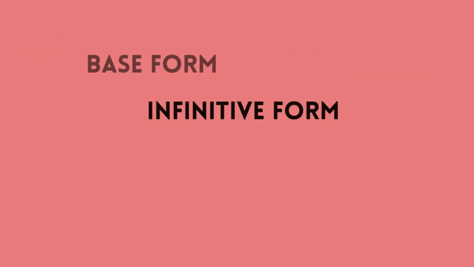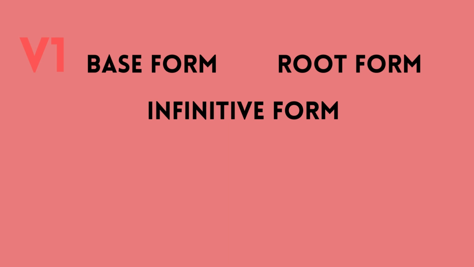The first form, V1, is known as the base form. It is also known as the root form. Some books call this the infinitive form. However, the infinitive form is formed by adding "to" to the base form. So let us look at two verbs, let's say cook and sing. The infinitive form would be to cook or to sing.